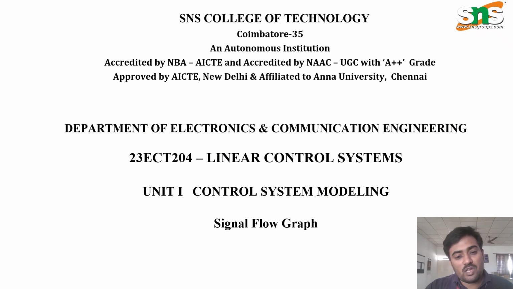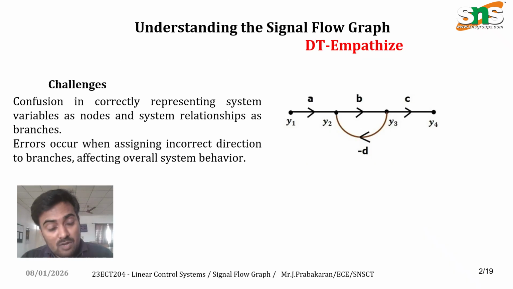In this lecture video, I am going to discuss the topic signal flow graph from Unit 1, which is control system modeling, from the subject Linear Control Systems. Let us discuss. Signal flow graph is an important graphical method used in control systems to represent the relationship between system variables. This method helps us to analyze complex systems in a clear and structured way.